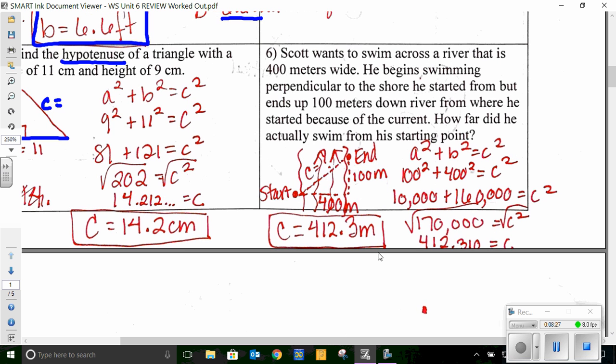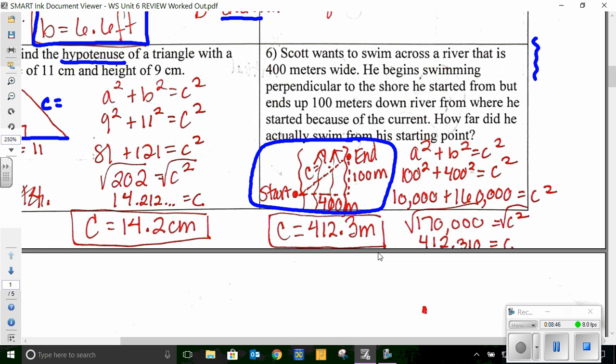Number 6 is a little tricky. I need to have a picture here, and my picture is a mess, so I'll try to clean it up as we're working on it, okay? So first of all, it says that Scott wants to swim across a river that is 400 meters wide. I'm going to go ahead and draw the river again. This is my picture here. This is what I did for my picture, but I'm going to kind of draw it again here.